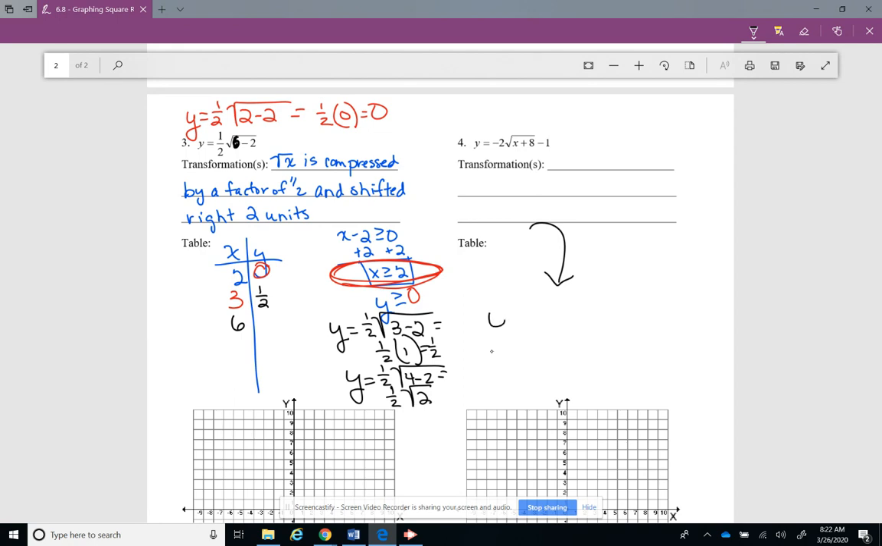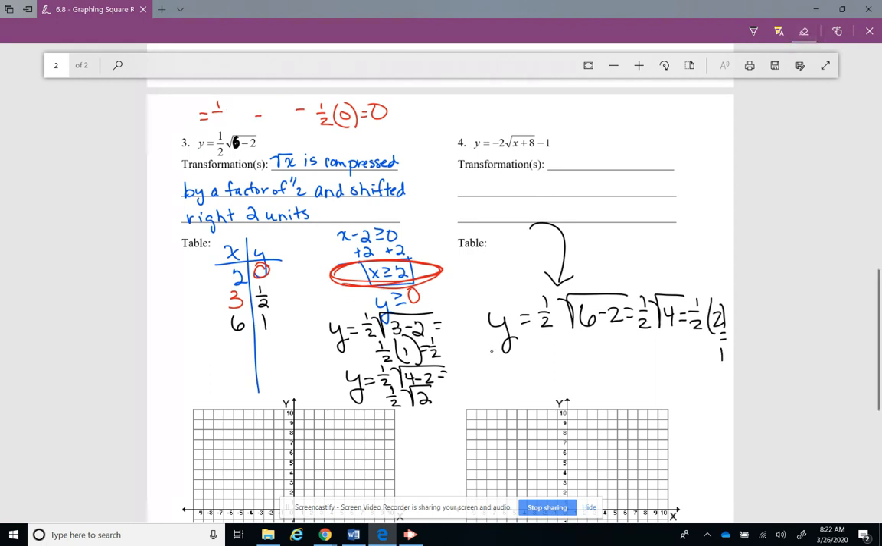So we have y equals 1/2 the square root of 6 minus 2. All right, 6 minus 2 is 4. The square root of 4 is 2. So half of 2 is 1. All right, that's a nice point. Let's see if I can get another one, a nice point.